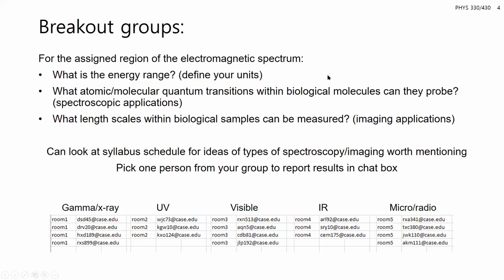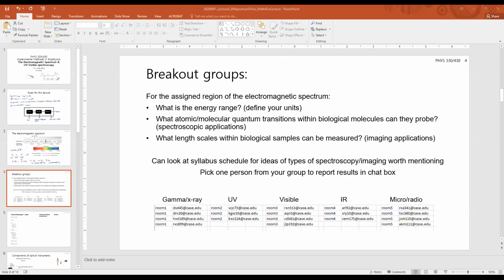And I'll be in the main room if you have questions. You can chat me, I can go into the break room, stuff like that. I haven't used this that much. Let's see if I can break you guys out. Any questions before going in the breakout rooms?